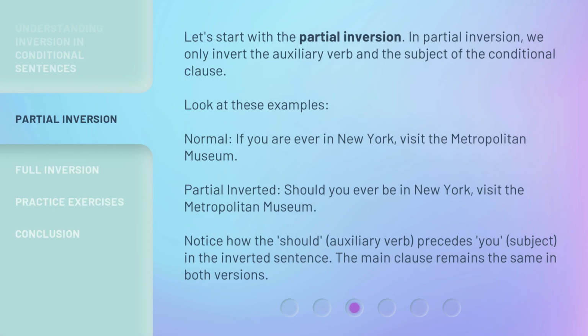Let's start with the partial inversion. In partial inversion, we only invert the auxiliary verb and the subject of the conditional clause. Look at these examples. Normal: If you are ever in New York, visit the Metropolitan Museum. Partial inverted: Should you ever be in New York, visit the Metropolitan Museum. Notice how the auxiliary verb 'should' precedes the subject 'you' in the inverted sentence. The main clause remains the same in both versions.